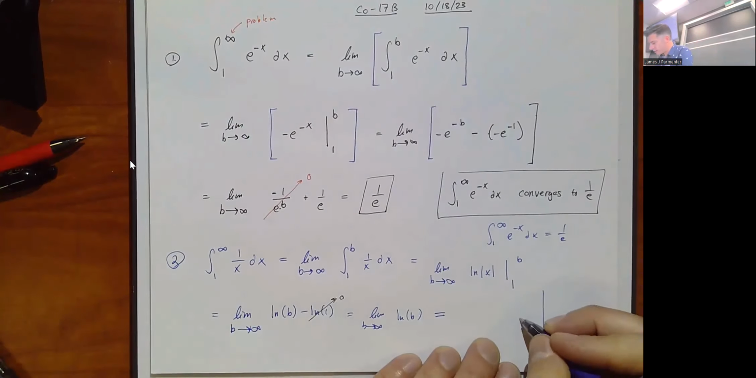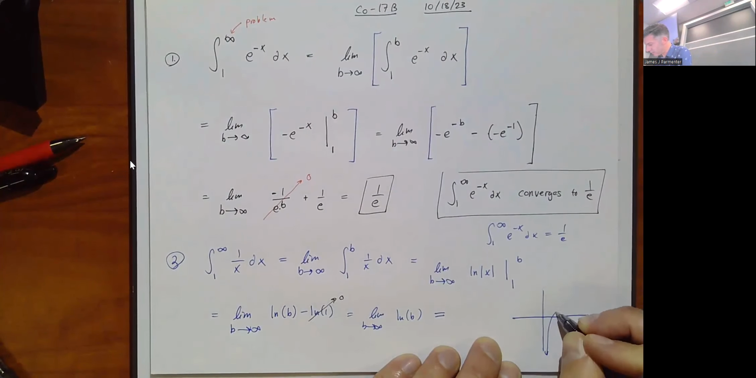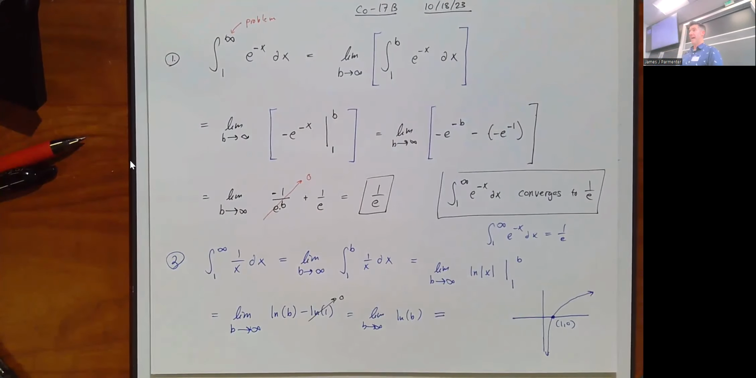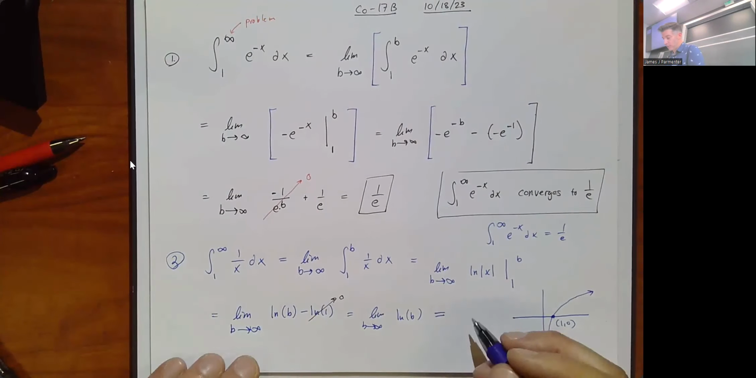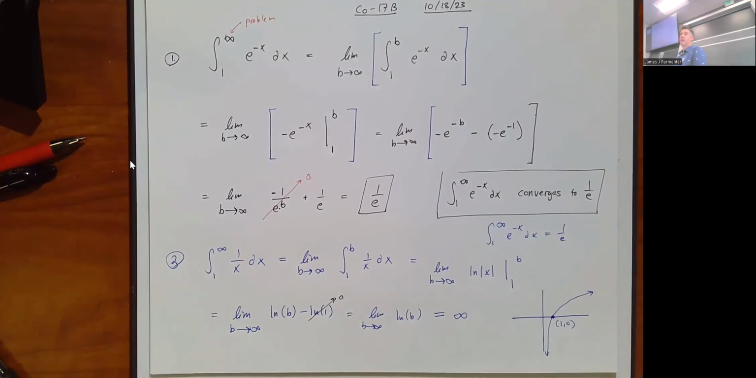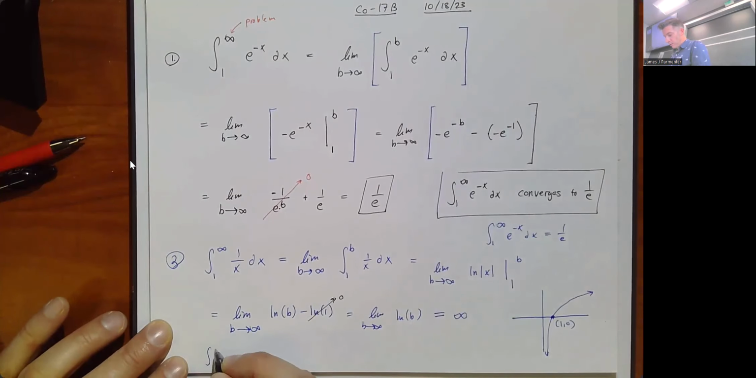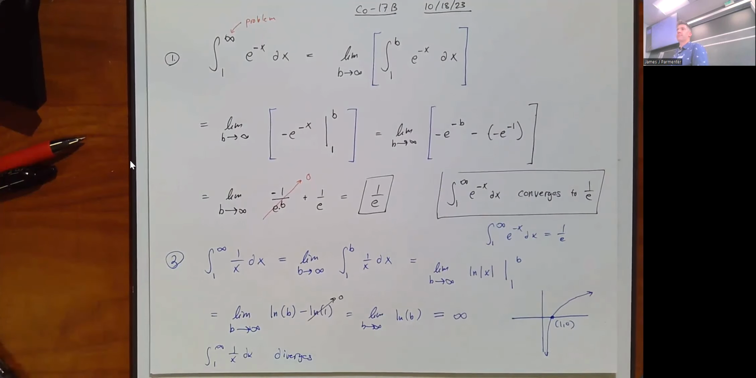So natural log of x looks like this. It's got an intercept at (1, 0). It's got a vertical asymptote at the y-axis. And importantly, in this context, as the x values get larger and larger, the y values also get larger and larger. So this limit certainly is infinity. What does that mean? Well, it means a couple things. It means the integral from 1 to infinity of 1 over x dx diverges. It also means the area under this curve from 1 to infinity is infinite.